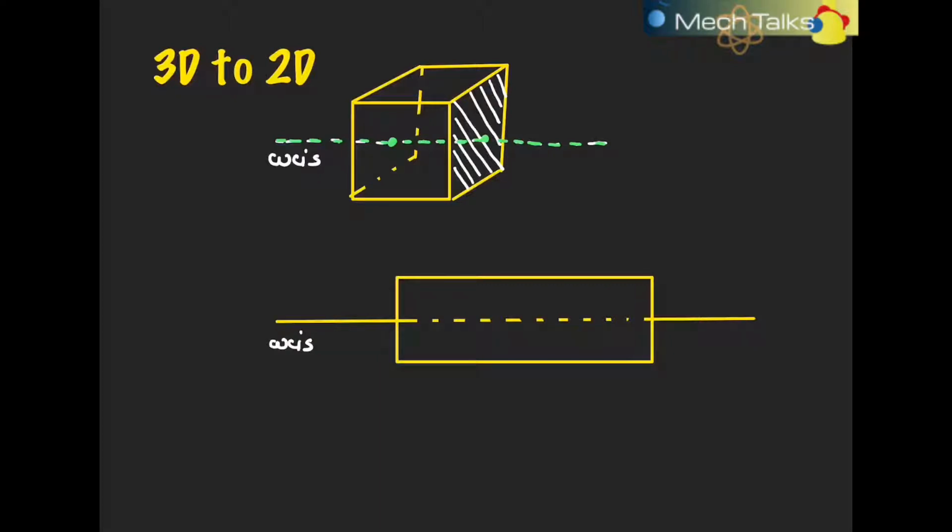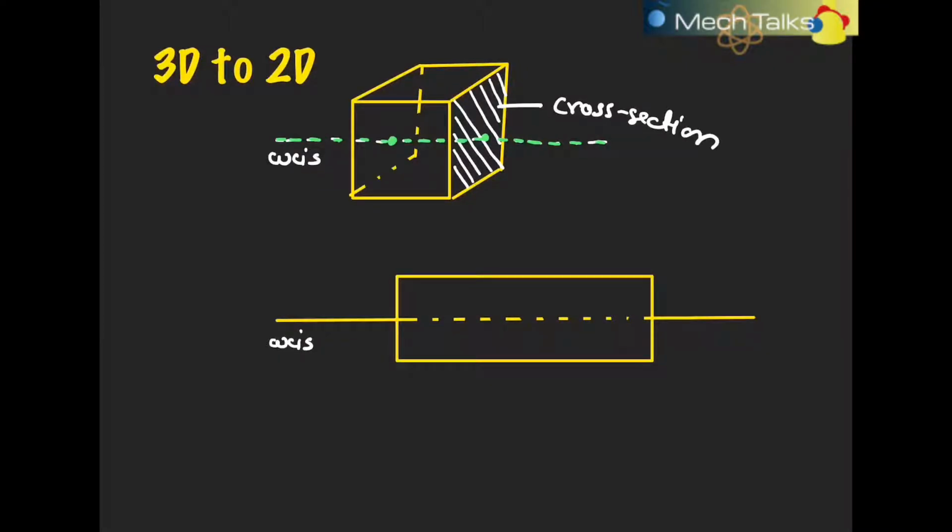Let's say this is the cross section, and this is the axis of the material. Now when we look from this side, or take the front view, it can be seen like this. This is the axis, and somewhere here is the cross section on which the load may be applied, or we can also apply load here, and depending upon these loadings we will see the types of stress.